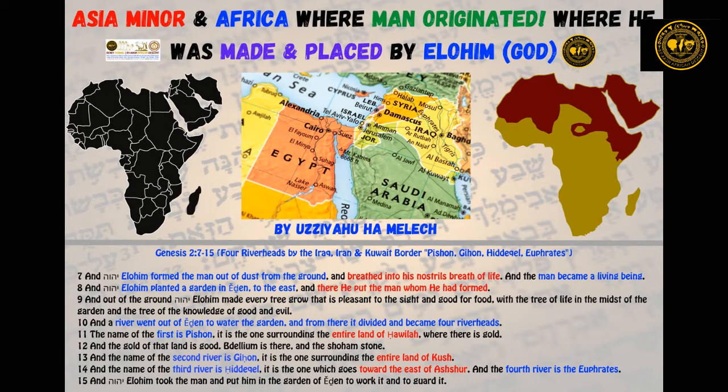It is the one surrounding the entire land of Cush. 14. And the name of the third river is Hiddekel. It is the one which goes toward the east of Ashur. And the fourth river is the Euphrates.